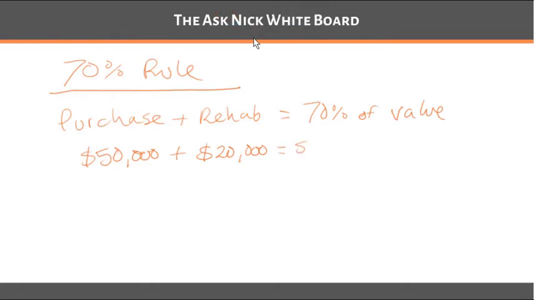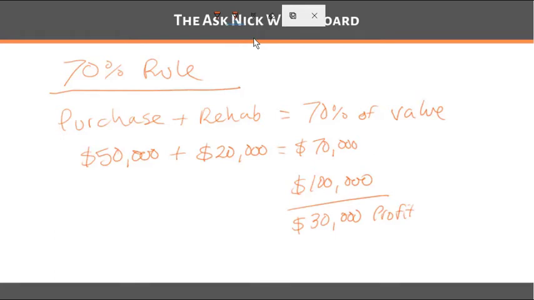So let's just say here we've added our purchase price of 50, we've got 20 in the renovations. So that's going to come out to $70,000, which would be 70% of the value of the property. So we're trying to ideally turn around and flip this property for $100,000, because with $70,000 in it, we'd have a $100,000 resale price. That's going to leave us a $30,000 profit or 30% profit margin.